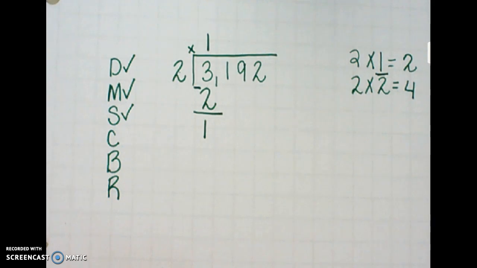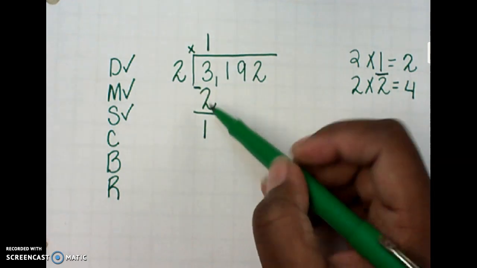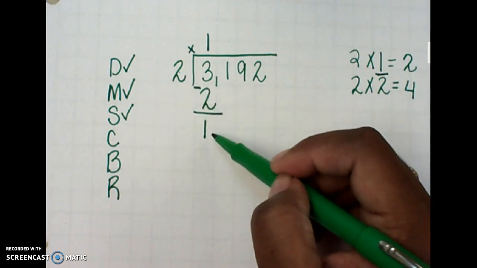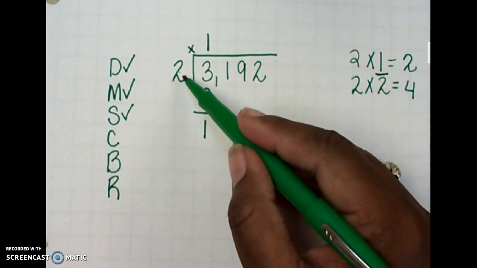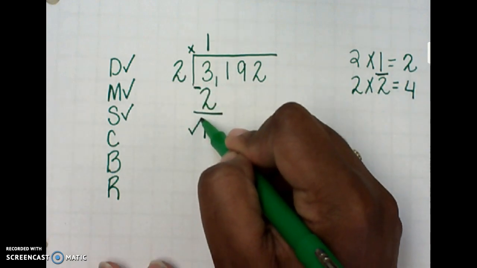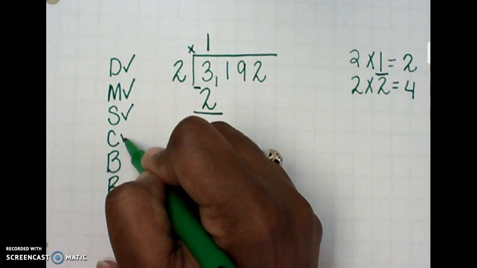Now I'm ready to check. I am checking to see if my remainder is smaller than my divisor. Now my 1 is smaller than my 2, so since that's correct, I'm going to put a check next to my 1 and put a check next to C.